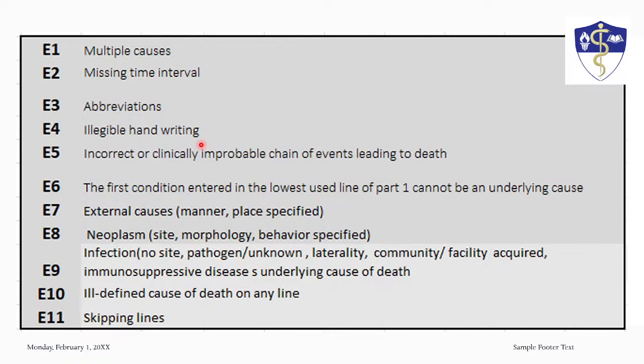So neoplasm, site, morphology, behavior specified. Okay, so if it does not follow that, you bring it back and then you write down neoplasm, site, morphology, and behavior specified. Infection, no site or pathogen unknown, you can put that. Okay, but if no site, mas maganda. Laterality, left or right. Is it community or hospital or facility acquired?